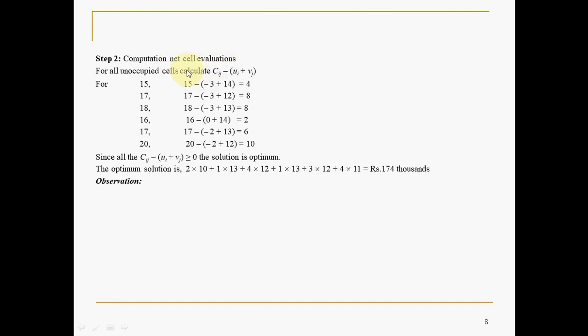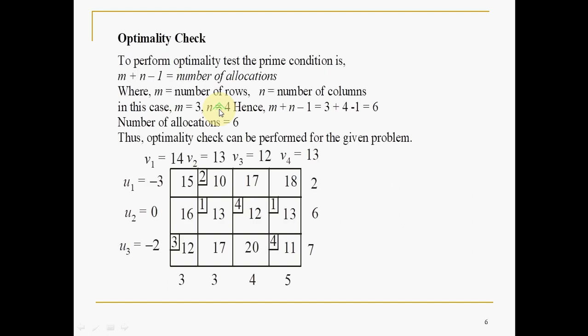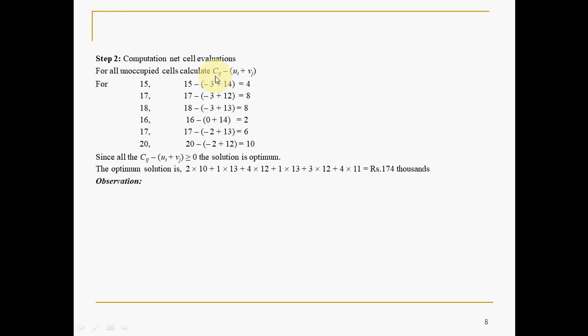Delta, normally we use. Computation of net cell evaluations for all unoccupied cells. For example, which is the unoccupied cell in this? The first one itself is an unoccupied cell, and for that an equation is given. What is the net cell evaluation? Cij, the respective cost, where ij means ith row, jth column, and the corresponding u and v values: Cij minus (ui plus vj).